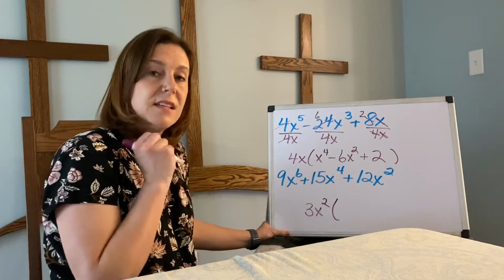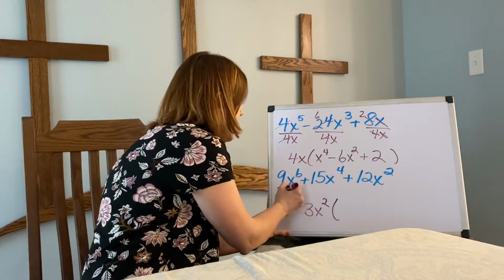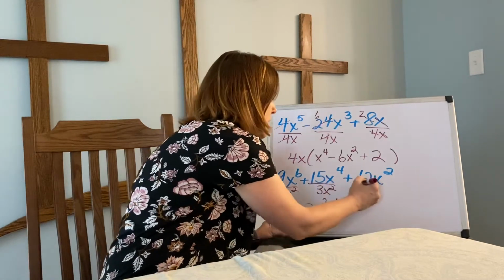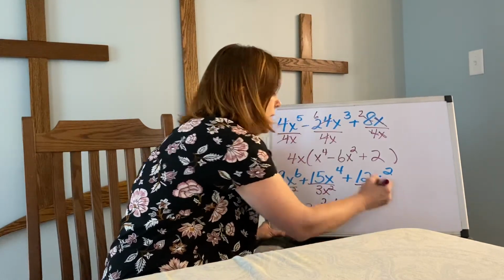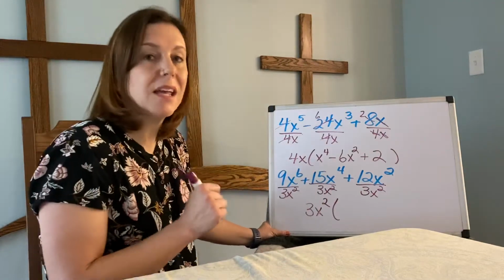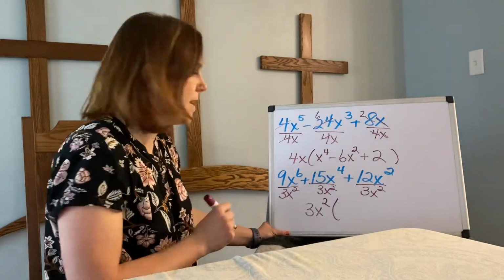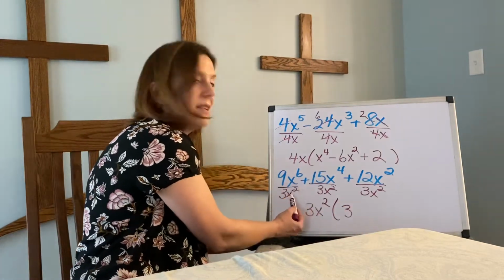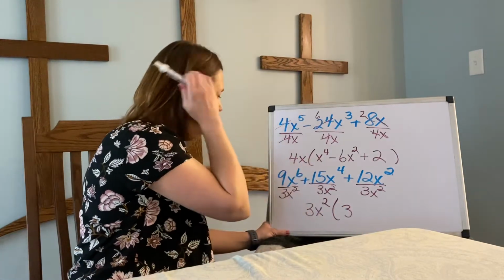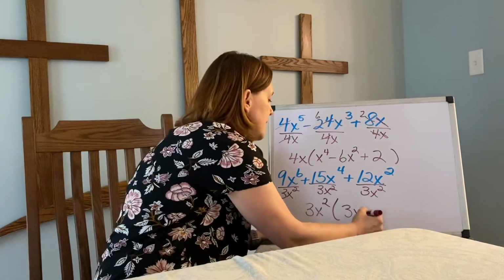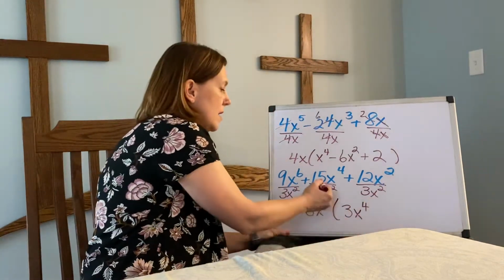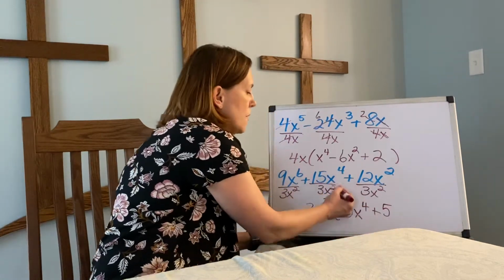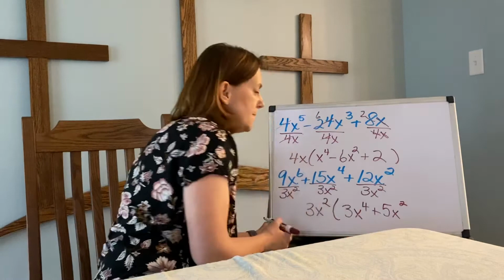Factoring is division, so I need to divide each of these terms by that greatest common factor. And if you can do this mentally, awesome. If you can't, be writing out the division problem on your paper. 9 divided by 3 is 3. X to the 6th divided by x squared. I'm going to subtract those powers, leaving me x to the 4th. Plus 15 divided by 3 is 5. 4 minus 2 is 2.